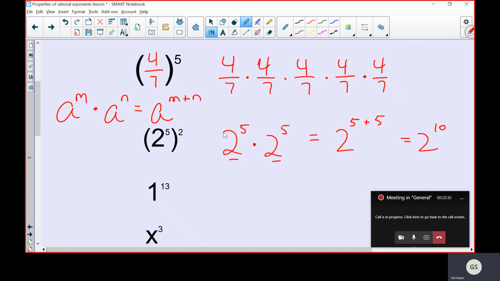What's it say? We could have used one of the power rules. Really, they're both kind of the same, we said. But in this case, it would be power of a power because there's only one base. So we could have used that rule. And what does that rule say?